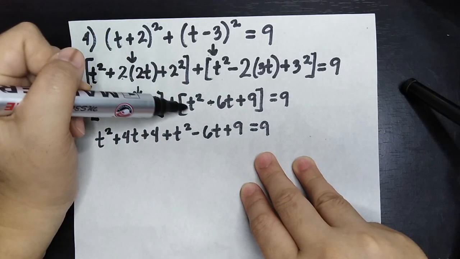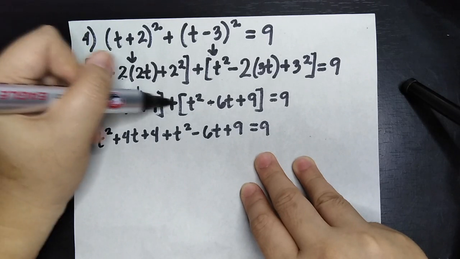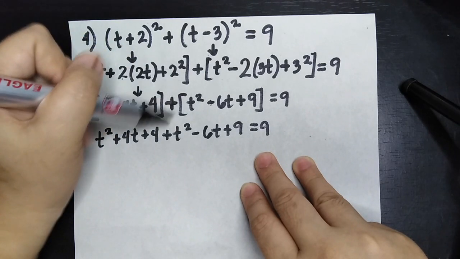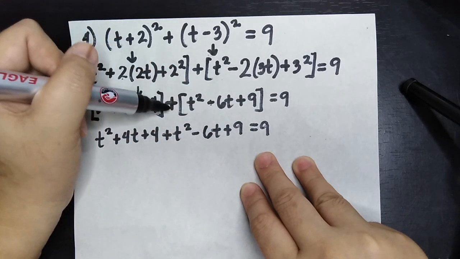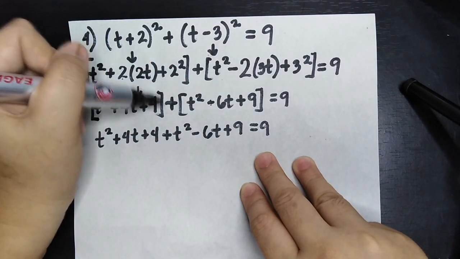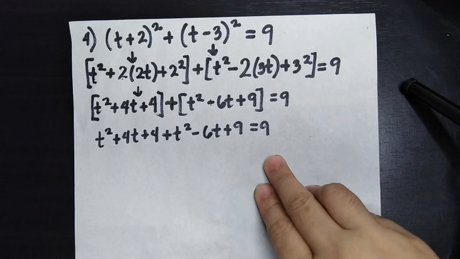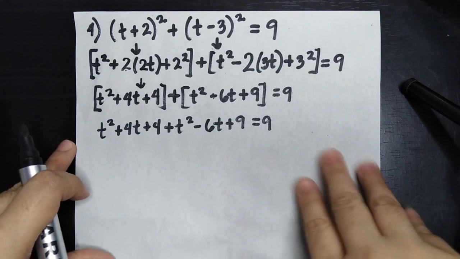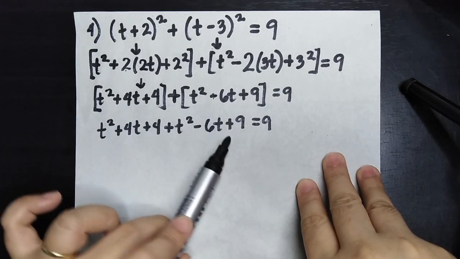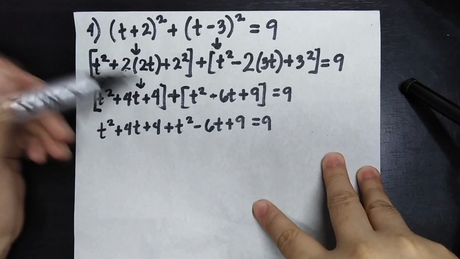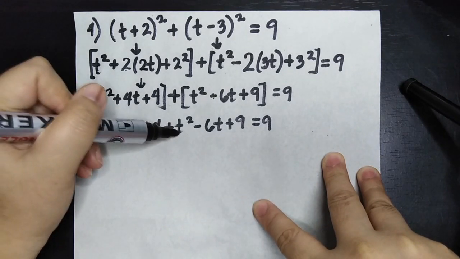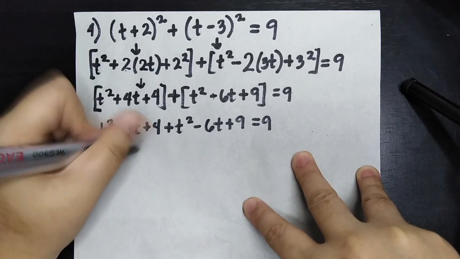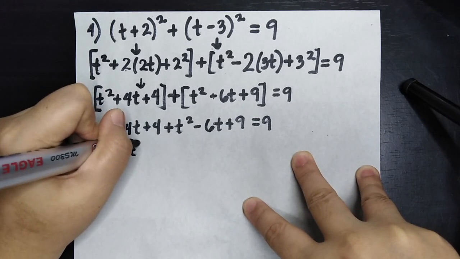So, no problem if the operation here is positive kasi it will not change anything with these terms. Yung problema lang is pag naging negative to kasi mag-change na yung mga signs ng mga terms na to pag this one is negative. So, be careful with that. Diyan mostly nagkakamali. So, eto. We will now combine like terms. So, ito at saka ito, like terms. So, t squared plus t squared, that will be 2t squared.